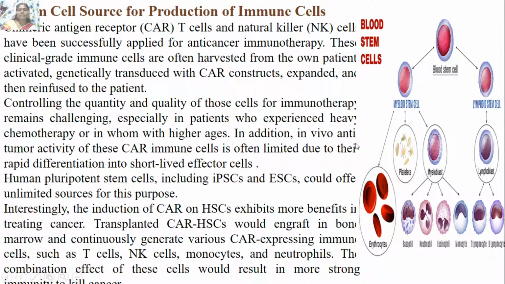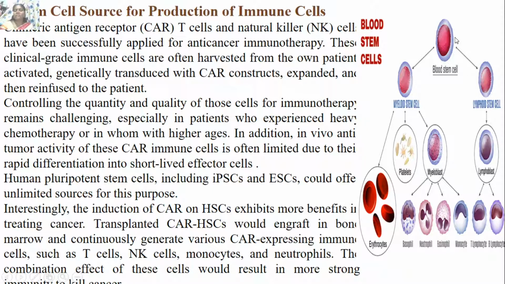In addition, the in vivo anti-tumor activity of these chimeric antigen receptor immune cells is often limited due to their rapid differentiation into short-lived effector cells. Human pluripotent stem cells, including induced pluripotent stem cells and embryonic stem cells, could offer an unlimited source for this purpose. Interestingly, the addition of the chimeric antigen receptor to hematopoietic stem cells exhibits more benefits in treating cancer and transplant. Chimeric antigen receptor hematopoietic stem cells would engraft in bone marrow and continuously generate various chimeric antigen receptor expressing human cells such as T cells, natural killer cells, monocytes, and neutrophils. This combination effect of these cells would result in stronger immunity to kill the tumors.